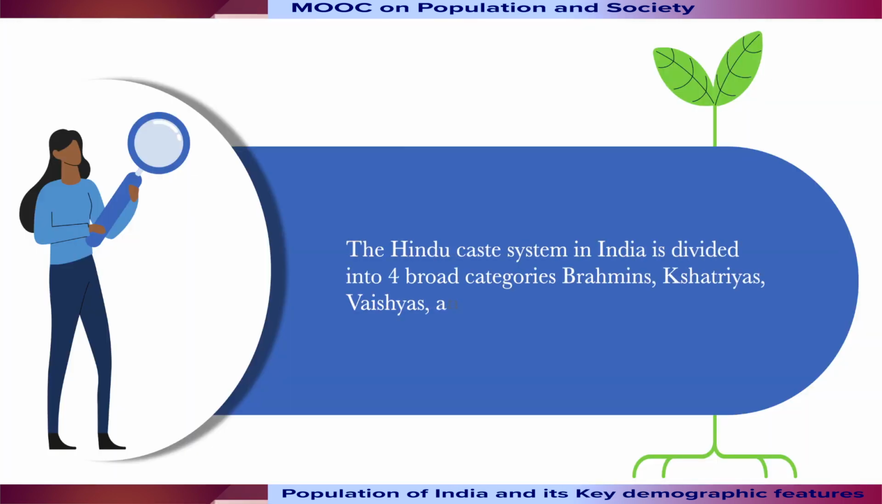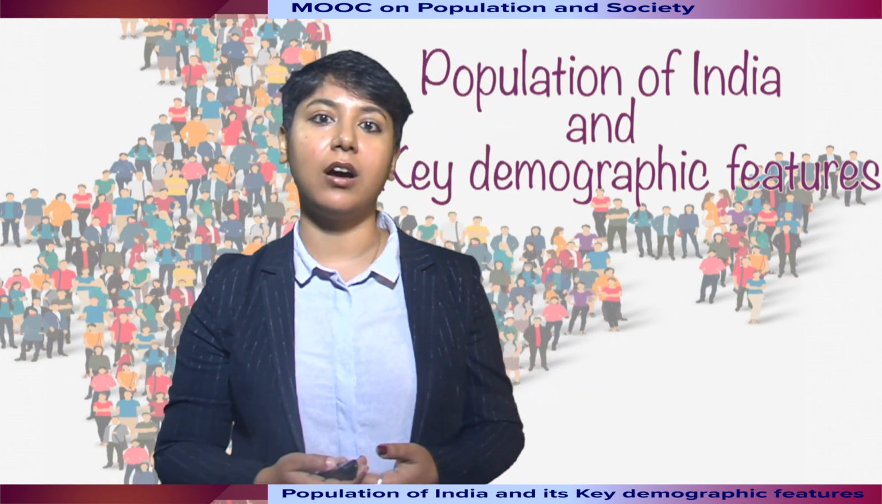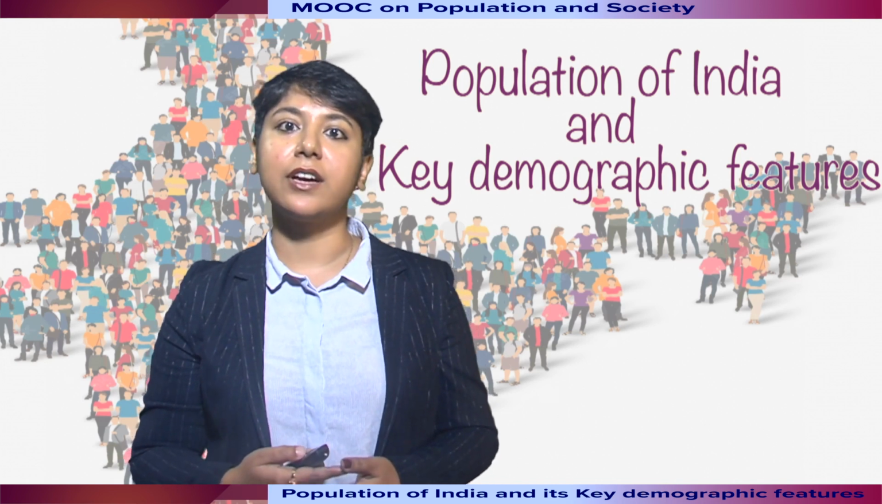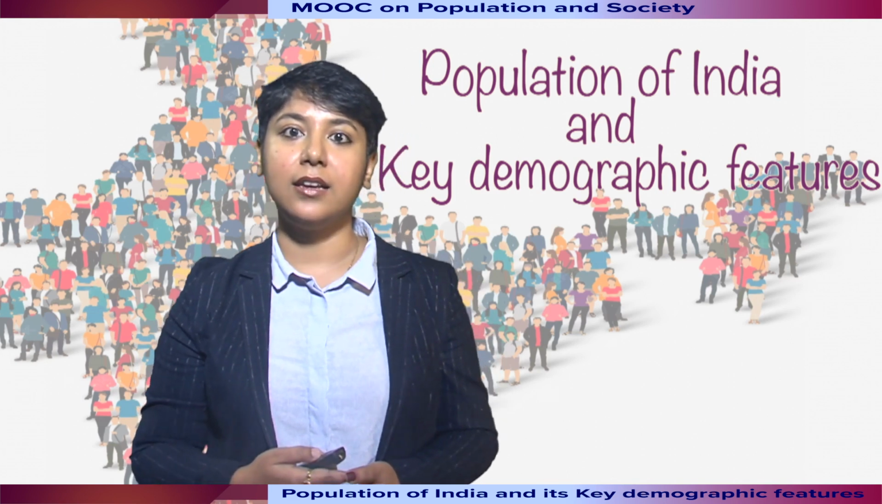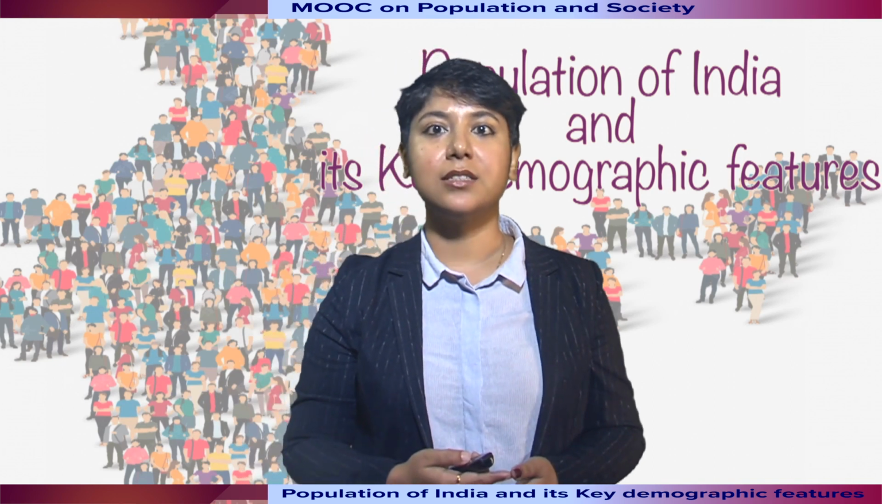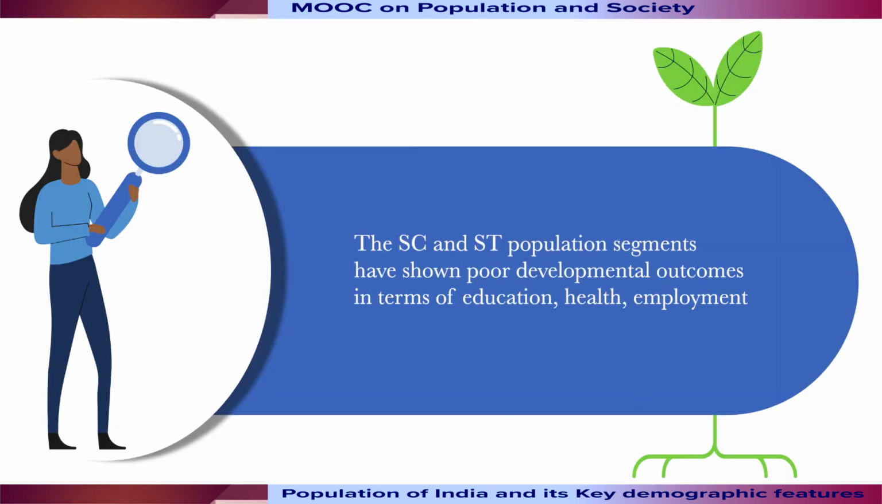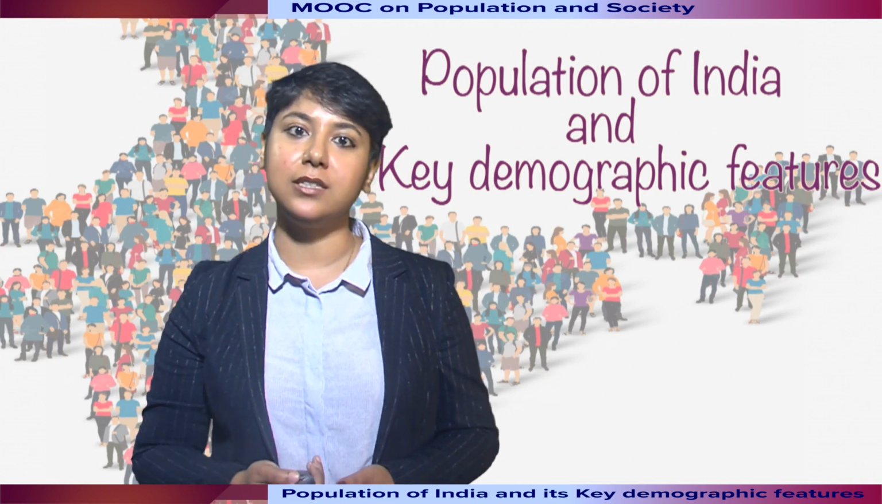In the Hindu caste system, there are broadly 4 categories. They are Brahmins, Kshatriyas, Vaishyas and Shudras. However, it is not just limited to the Hindu religion. We have also observed that other communities such as Muslims, Christians and Sikhs also have castes. The Constitution of India recognizes a number of castes and tribal groups which have been called the scheduled castes and scheduled tribes respectively. Every census in independent India from 1951 to 2011 has published data on scheduled castes and scheduled tribes because these communities are seen to be most backward and disadvantaged. The SC and ST population segments have shown poor development outcomes in terms of education, health, employment, etc., and have received special attention so as to develop better policies and implementation strategies for the upliftment of these marginalized classes.